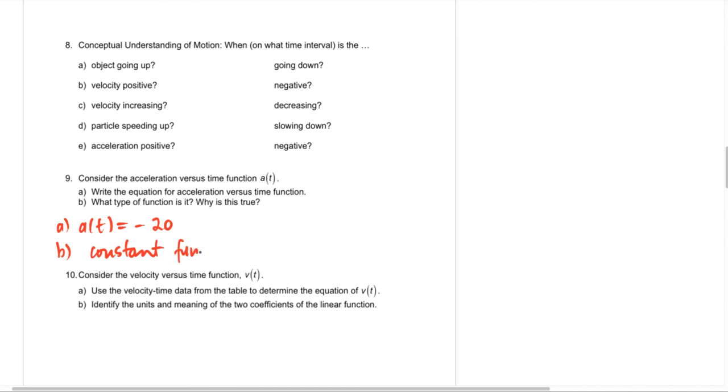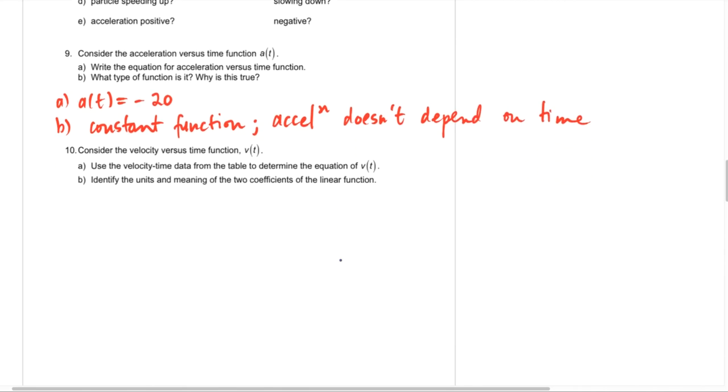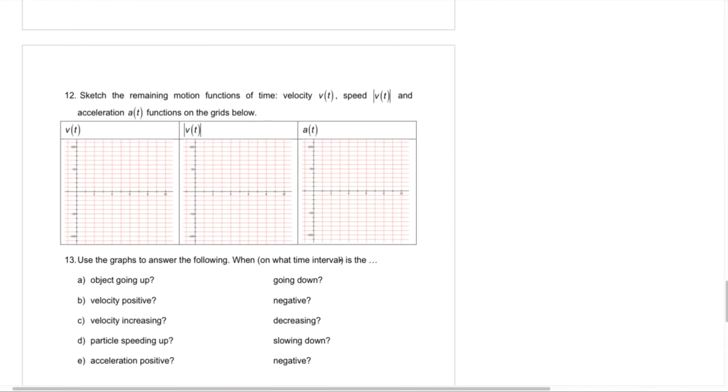which is the simplest type of polynomial. This is true because acceleration is not dependent on time. Acceleration doesn't depend on time. And so we can easily come up with a graph for this function. If we scroll ahead, let's take a look. We've got some graphs coming up in number 12. And so let's actually put our acceleration equation, a of t, or simply a equals -20.